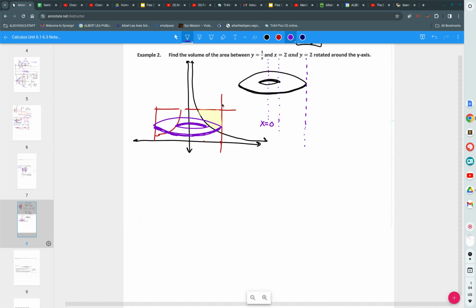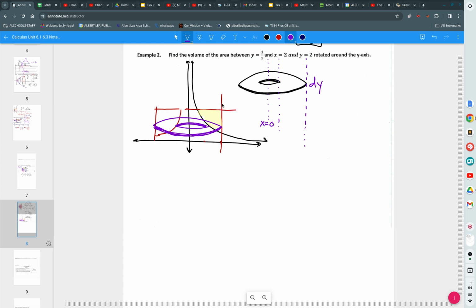Okay, wait, so what is the middle line? The middle line is the y-axis, which is the equation x equals 0. This one? Yeah. We're going to talk about that in just a second. Okay, is the thickness vertical thickness or horizontal thickness? Vertical, so therefore we have a dy problem, not a dx.